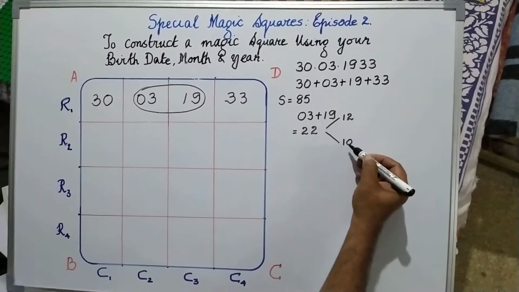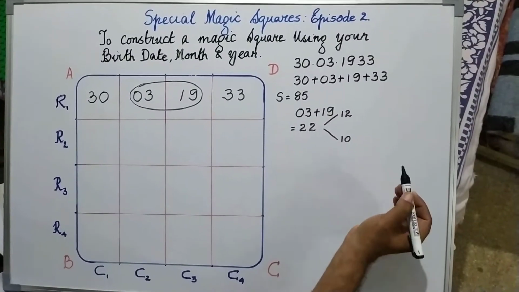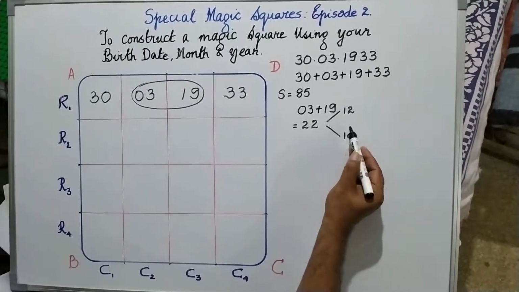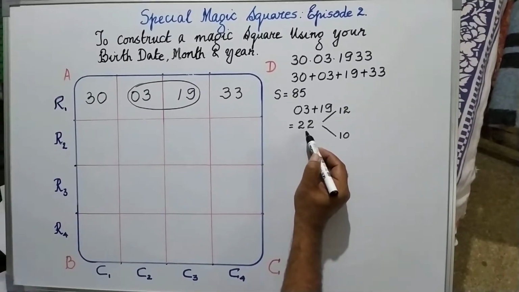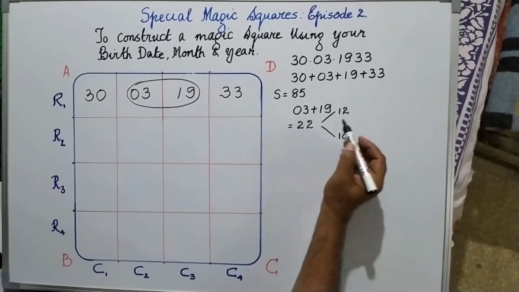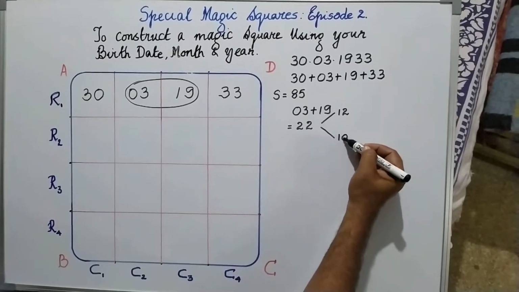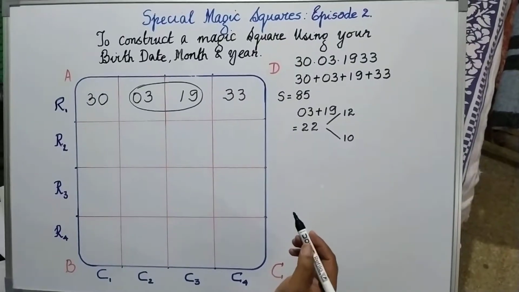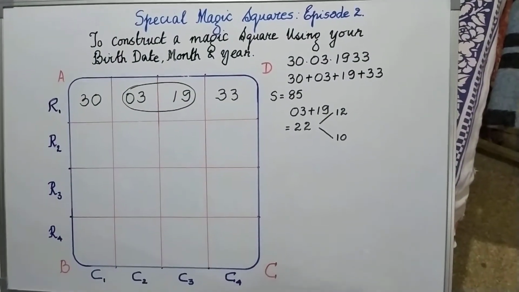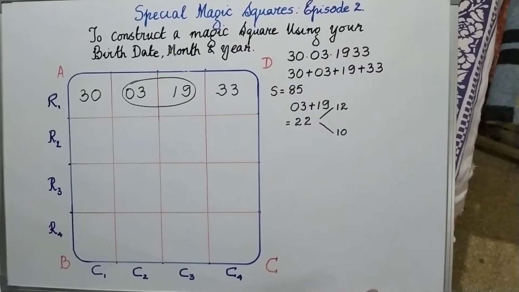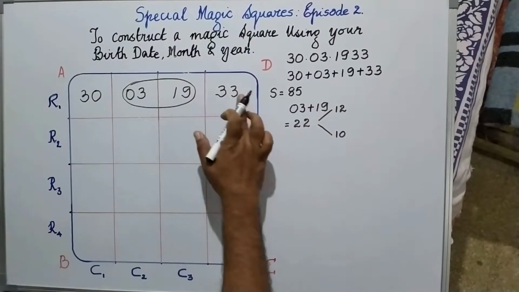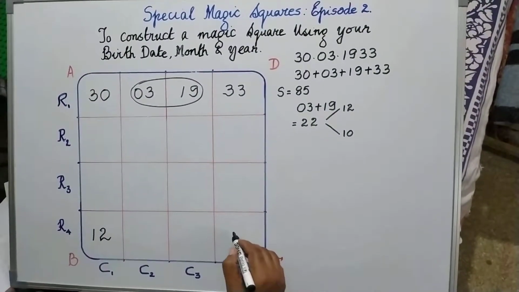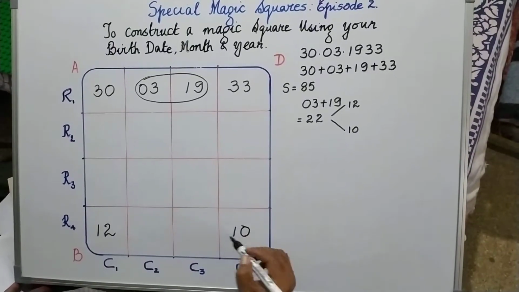Should it be taken as 12 and 10 only? You need not take it as 12 and 10. Whatever you want, you can take, and the sum of the 2 parts should be equal to 22. Now, these 2 parts, 12 and 10, I will fill at the ends of the magic square which are vacant. A is filled, D is filled. I'll write 12 at B and I will write 10 at C. So all the four corners are filled up now.